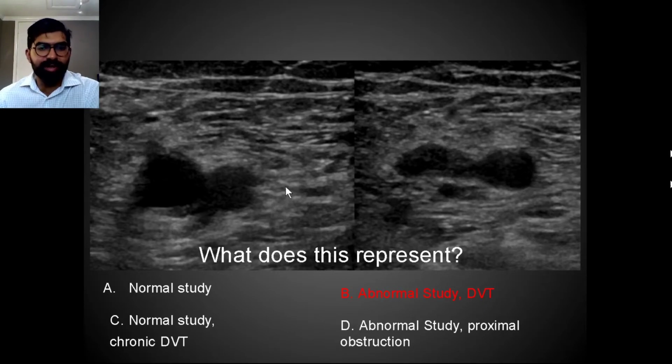But all you can really tell from this particular image is that the study is not normal because the vein would in fact compress totally. And because of the lack of compression, this is one of the findings you get with a deep vein thrombosis.